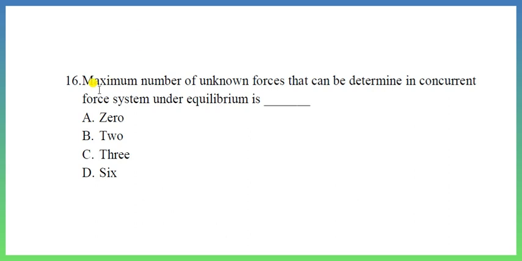Next one, maximum number of unknown forces that can be determined in concurrent force system under equilibrium is. So there are three conditions of equilibrium equation, that is summation Fx, summation Fy, and summation moment. So option C is the correct answer, that is 3.